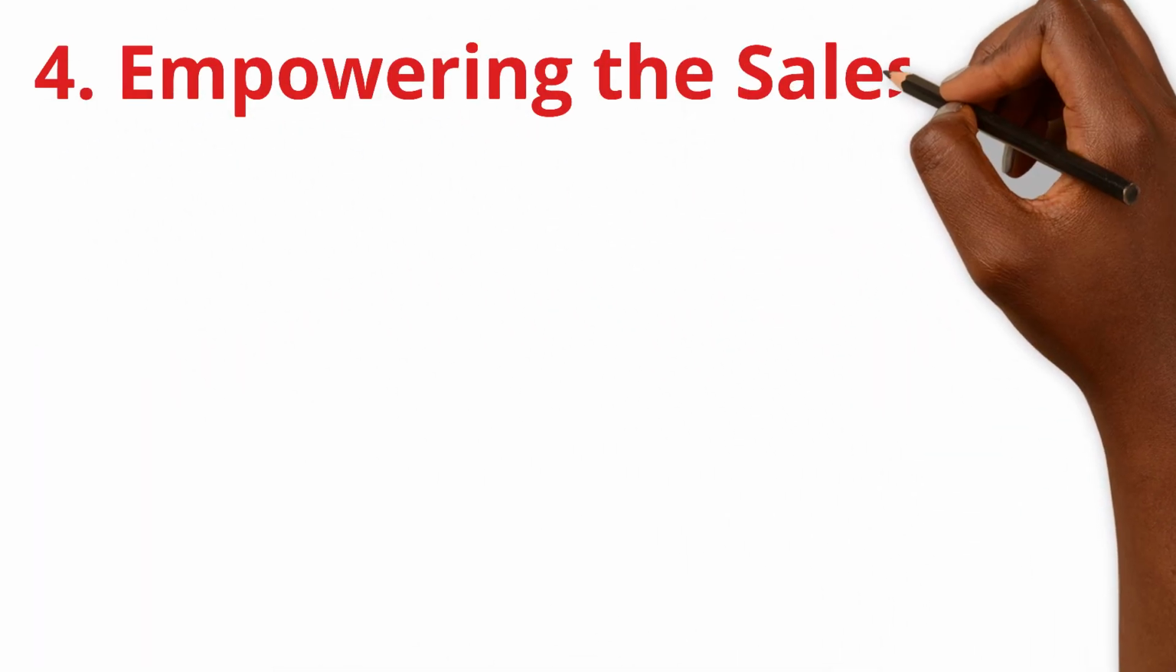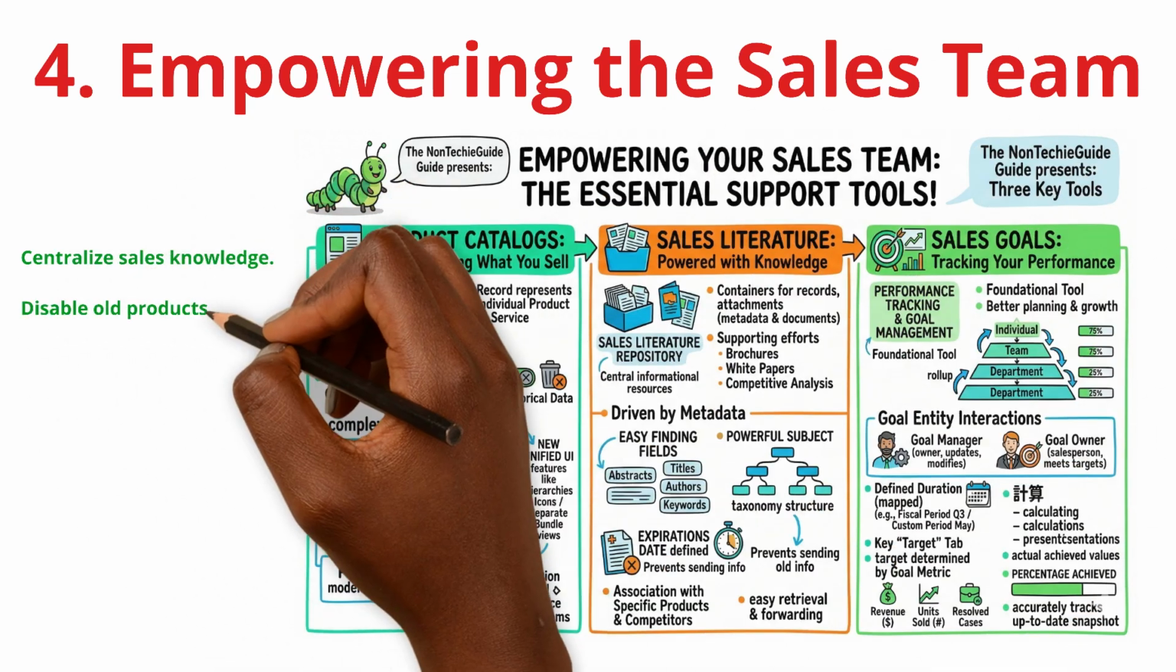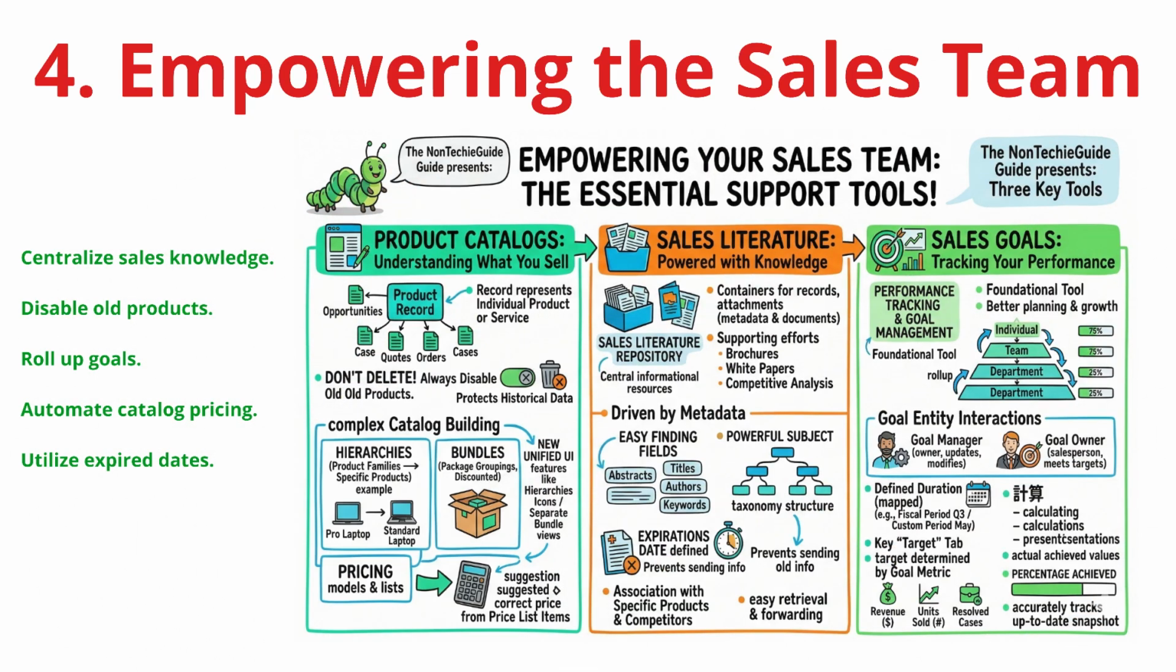Welcome to the Non-Techie Guide to the essential support tools empowering your sales team within Dynamics 365. First, understand what you sell using product catalogs. A product record represents individual goods or services and links directly to opportunities, quotes, and orders. A critical rule for system integrity is don't delete. Always disable old products instead to protect your historical data.